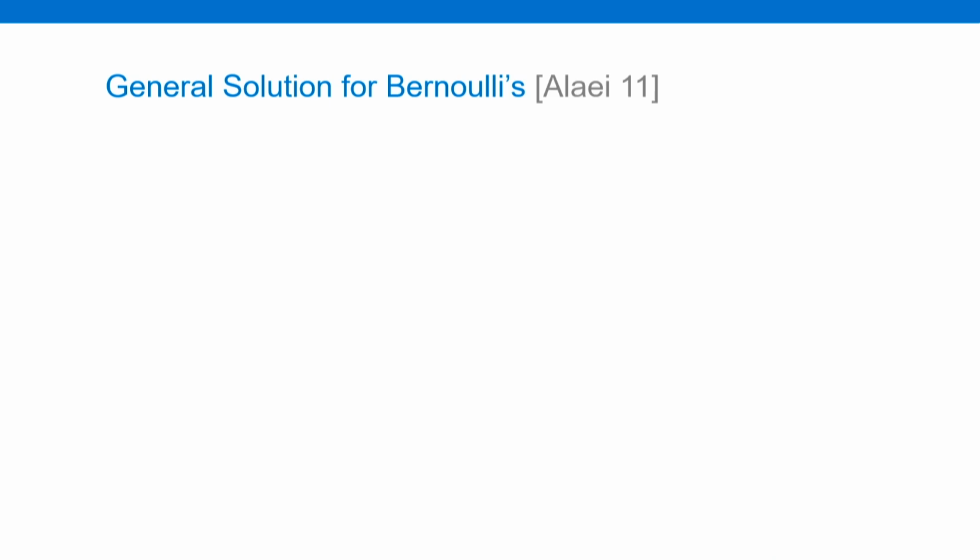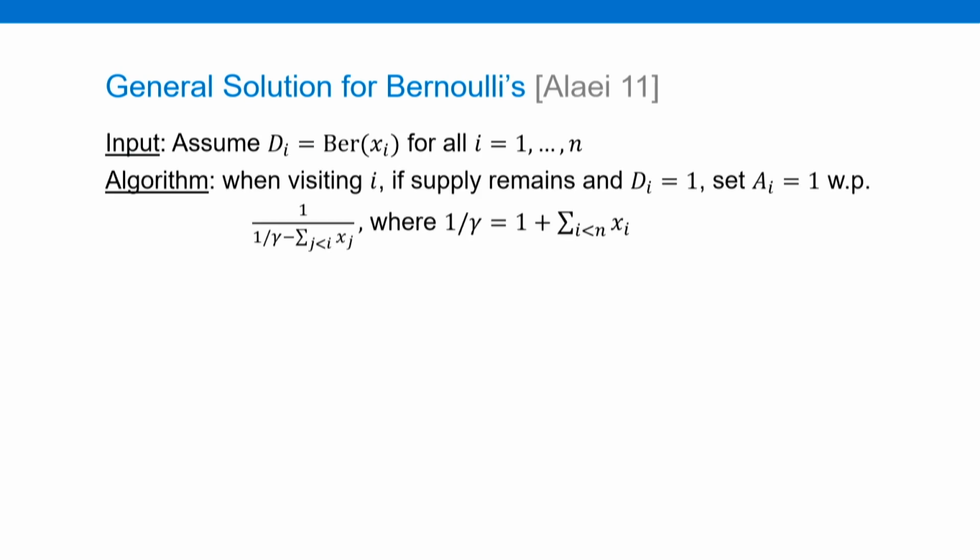I'll now show you the general solution to this problem for Bernoullis, which uses this idea of frugal replication, and it's actually very elegant. So let's assume all the demands are Bernoulli with xi. This is what the algorithm would do. It's essentially just calibrating these probabilities so that it's perfectly fair to everyone. So when visiting i, if the demand is 0, or if you've already given the food away, you have no decision. You can't do anything. So you only have a decision if both di equals 1 and the food still remains.